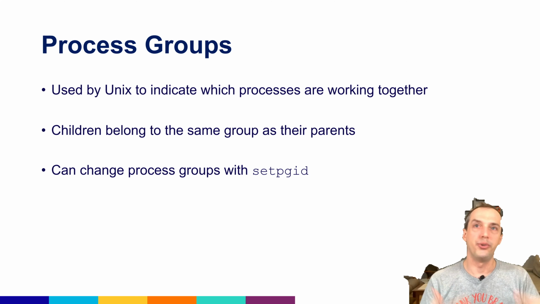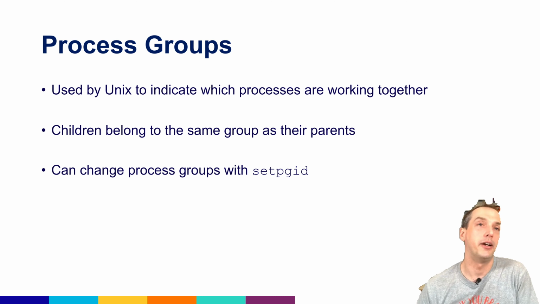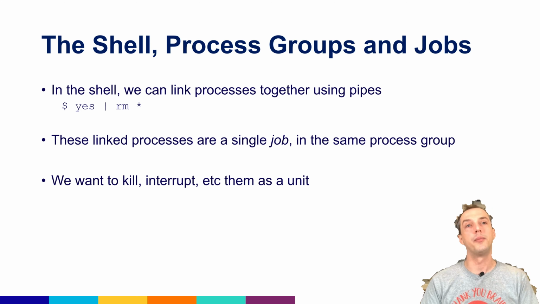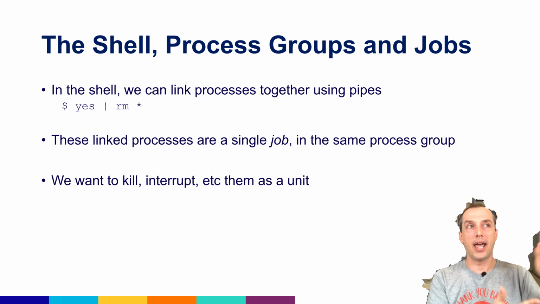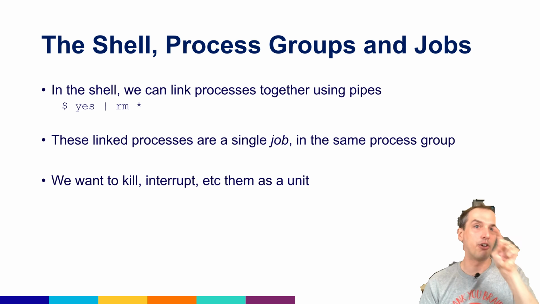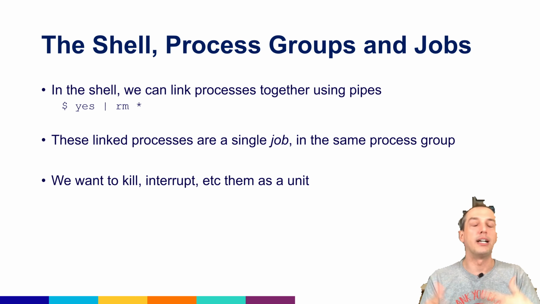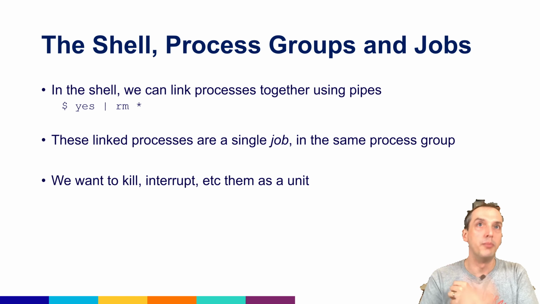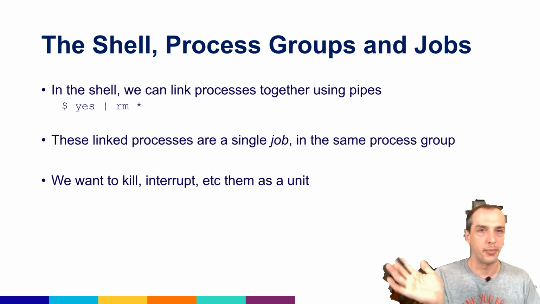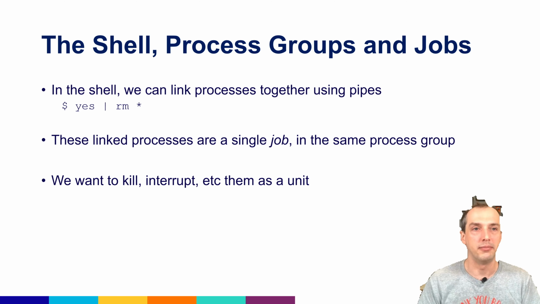These process groups are used when you're indicating that a bunch of processes work together. Children belong to the same group as their parents, and they can change their group ID explicitly by calling a system call. So if I wanted to run a program called yes, which just sends the character Y as much as it possibly can to whatever process is connected to its standard out, I can link those processes together. I want to remove every single file, and I want to say yes to whatever prompt rm gives me. I can pipe that process yes to that rm star.